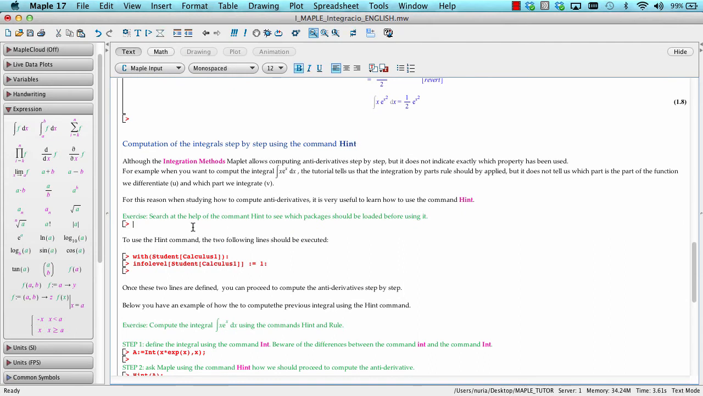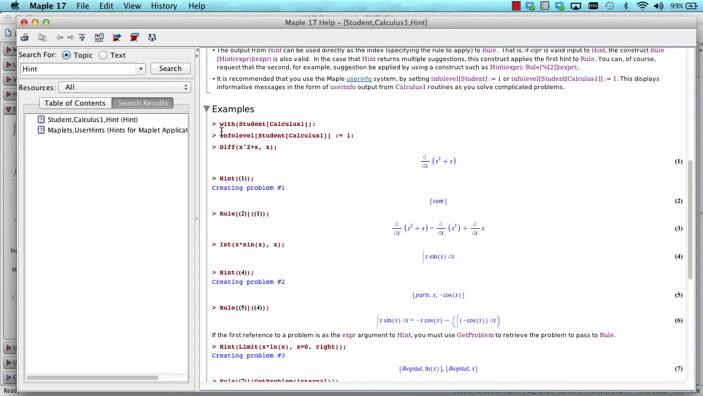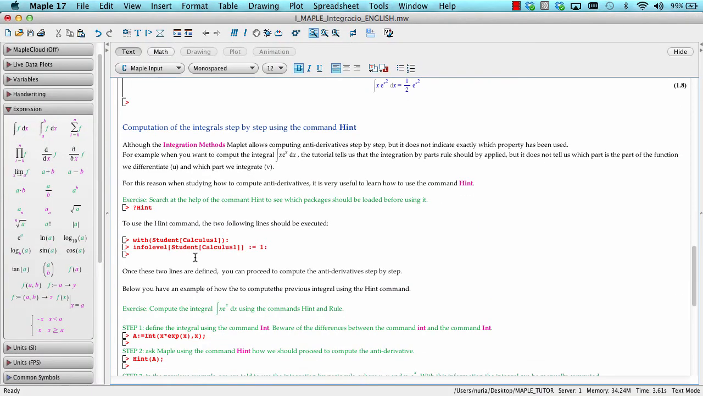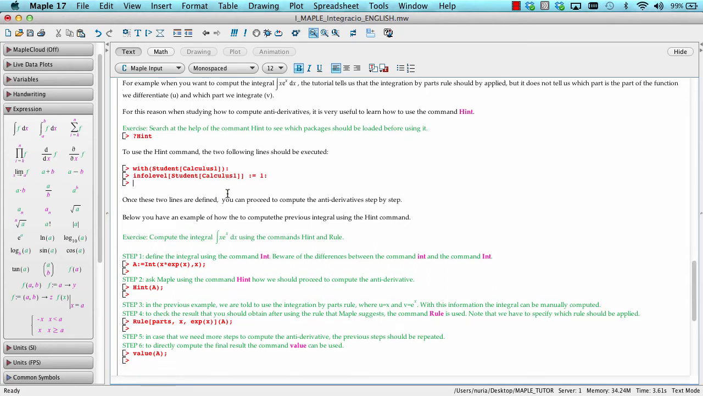The first thing we have to do is to look at the help of this command. And as always, look at the examples. As you see, you have 2 lines before the first example. So this is like the with package. We have to introduce these 2 lines in order to be able to use the hint command. So we should copy this and then paste it. But you can see that you have it already in the tutorial, so you just have to execute the lines. So press enter on both lines. Don't forget to press enter. Now we have loaded the packages that the hint command requires.